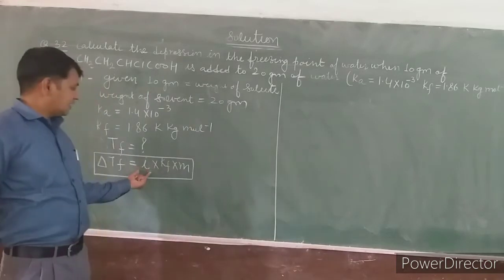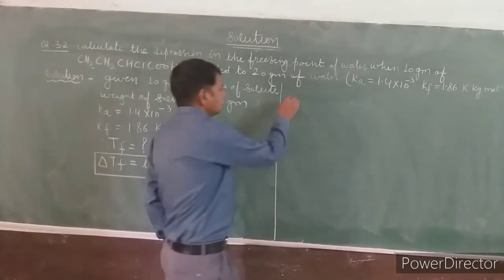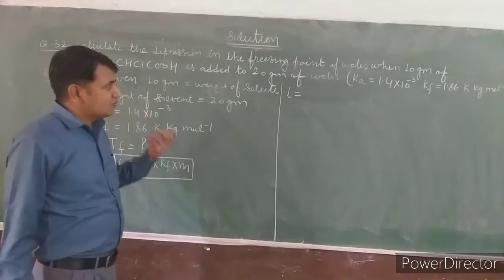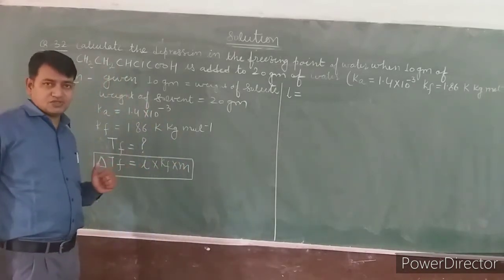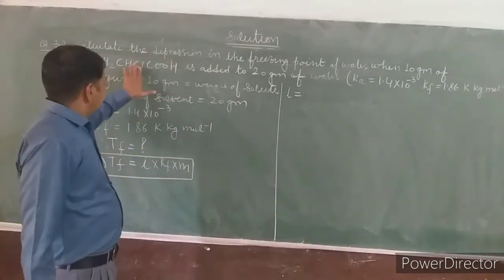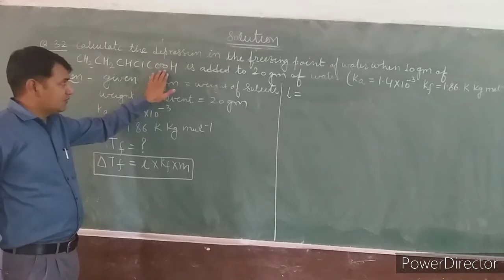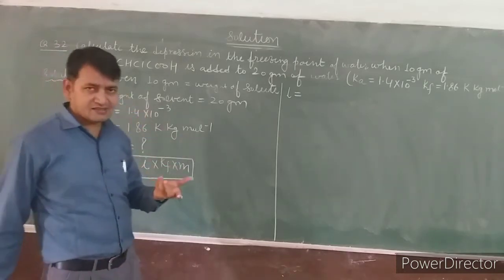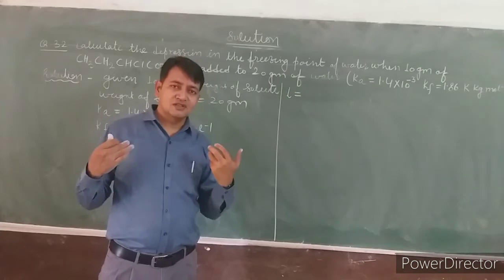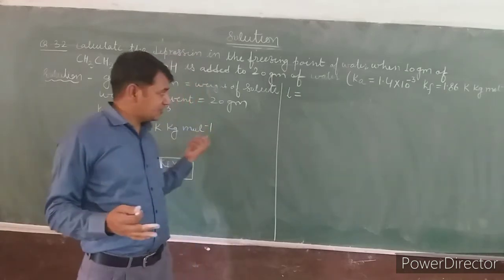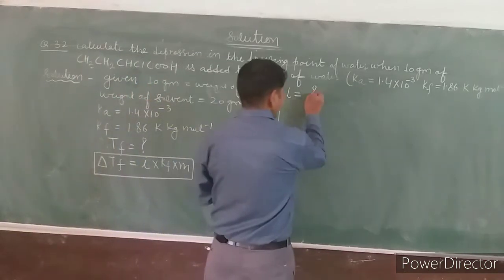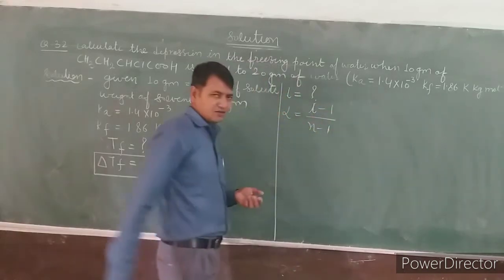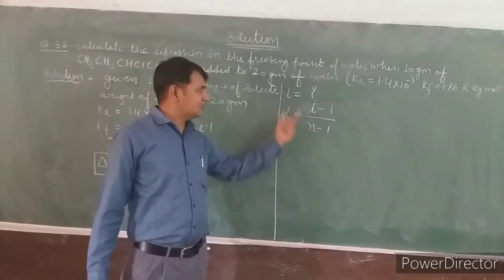So first, to calculate i, how can we know whether this is association or dissociation? Okay, this compound is an acid, and you know very well an acid generally releases H plus ion in water. So if a solute releases ions, that cannot be association, that will always proceed to dissociation. So for dissociation, we have the value of alpha in this manner, i minus 1 upon n minus 1. So if we have the value of alpha, then we can calculate i also.